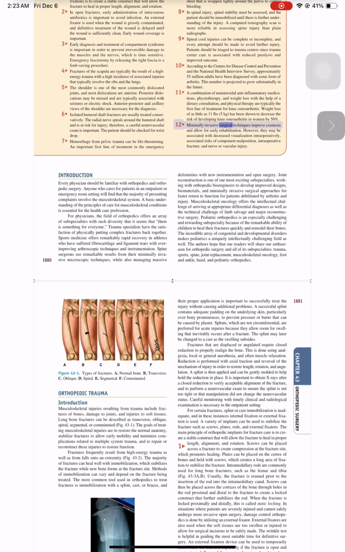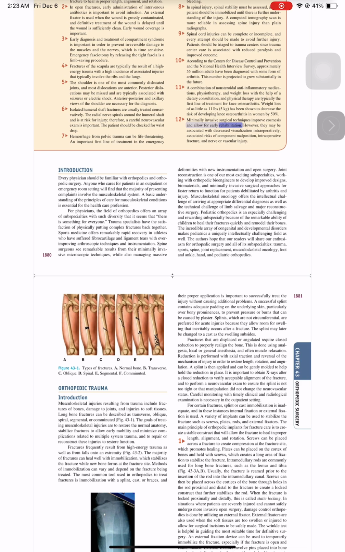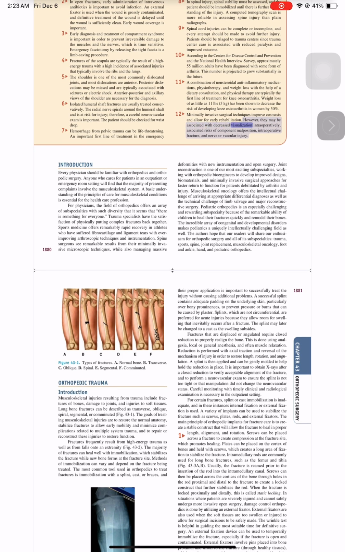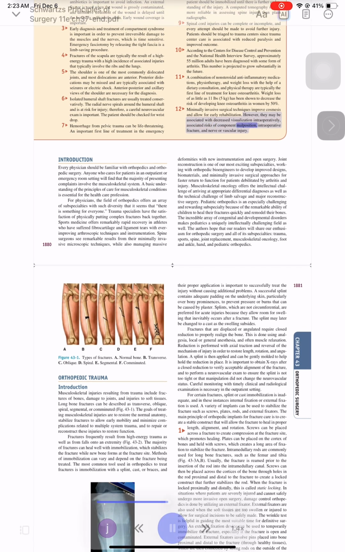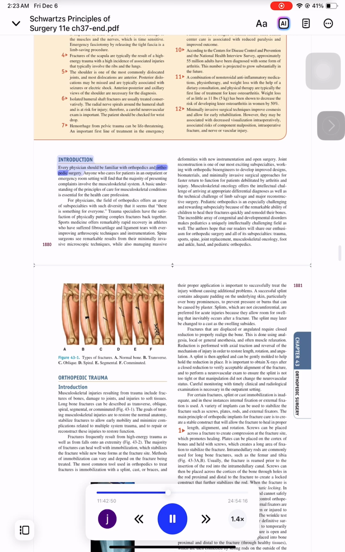12, minimally invasive surgical techniques improve cosmesis and allow for early rehabilitation. However, they may be associated with decreased visualization intraoperatively, associated risks of component malposition, and intraoperative fracture.